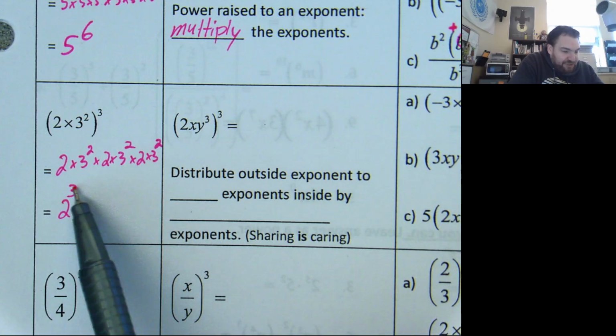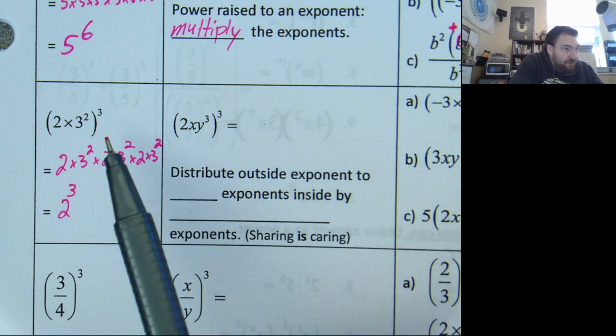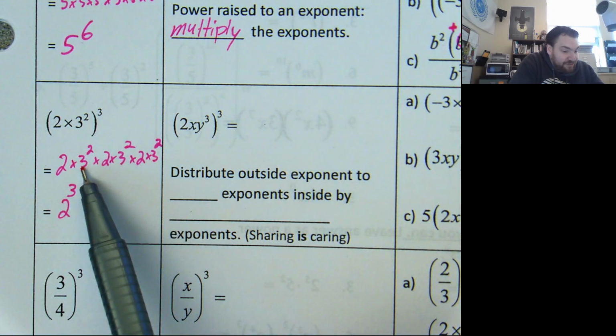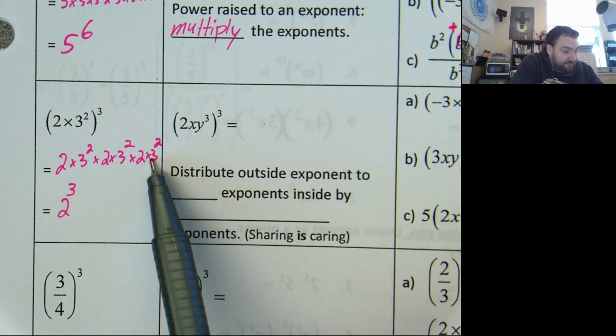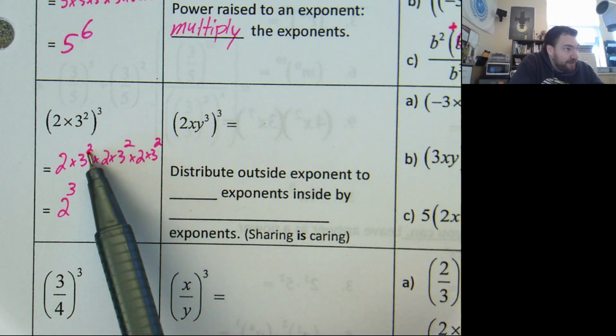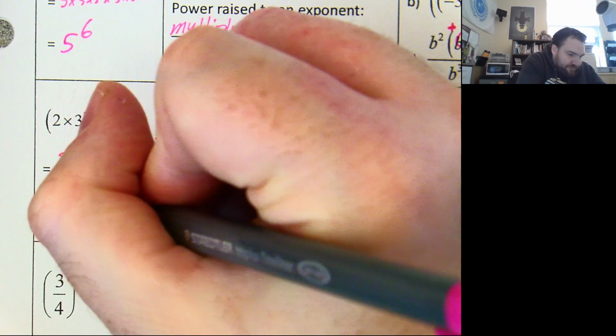And how many 3's do I have here? Well, I've got 2 here, 2 here, and 2 here. Careful. I've got 2 3's, 2 more 3's, and 2 more 3's, because that's what these exponents mean, right? Each one of these exponents means I have 2 of the thing that's to the power. So that's 6 total, you betcha.